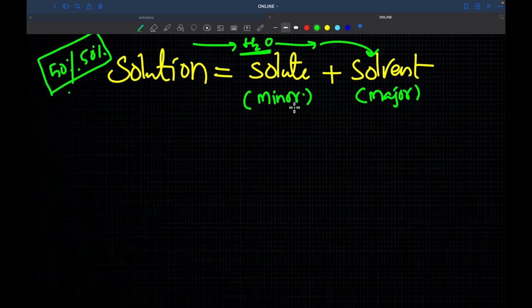Right? So the simple definition is: a homogeneous mixture of solute and solvent is known as a solution. Formation of a solution is completely a physical process. There is no chemical reaction between solute and solvent. Solvent is the major component in any solution. The minor component is the solute. Now we'll go to the classification of these solutions.